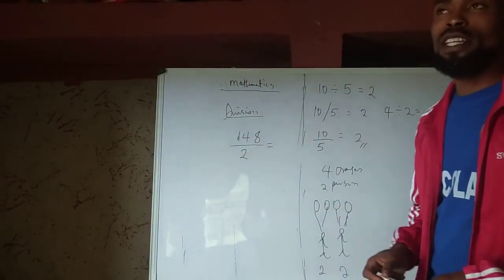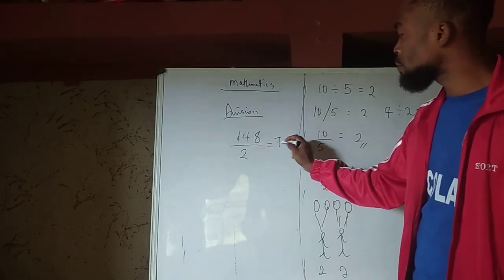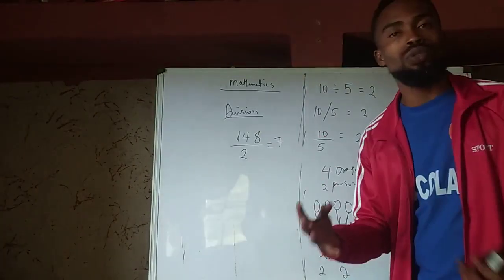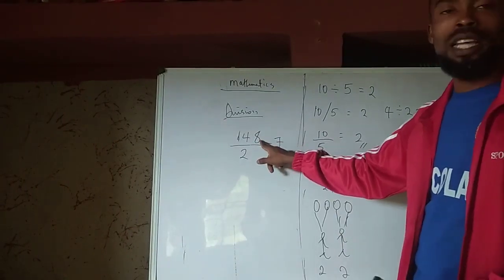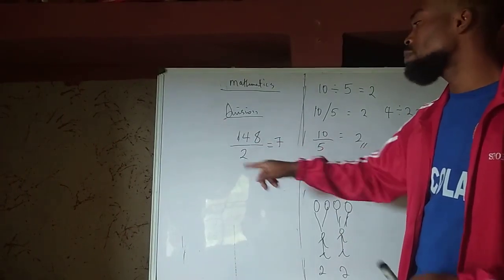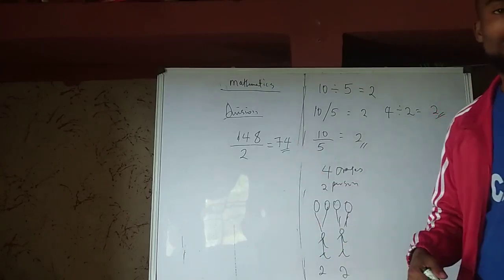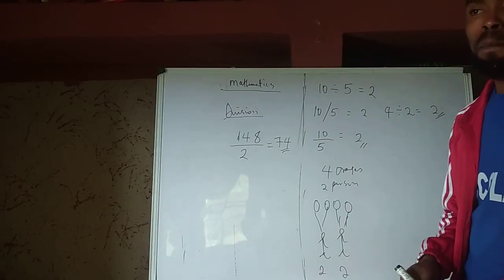14 divided by 2, of course, that will give me 7. Right? If I share 14 things among 2 people, it gives me 7. Then what will be left is 8, right? So 8 divided by 2 will simply give me 4. So the division here is 148.